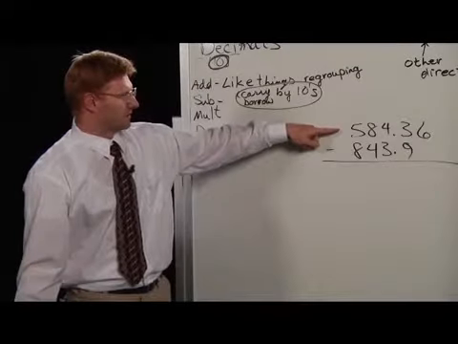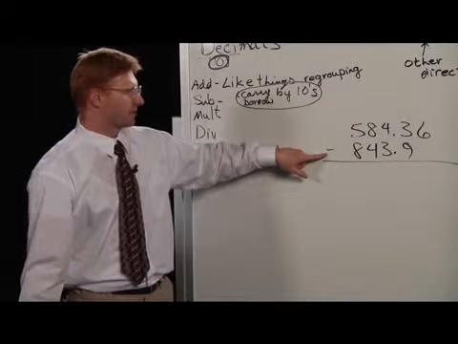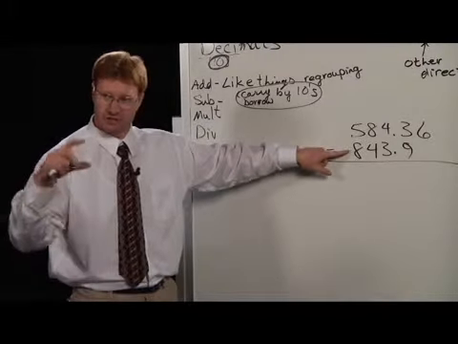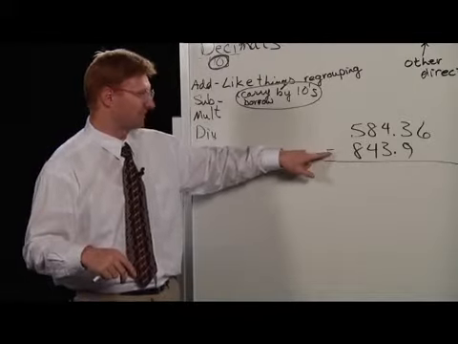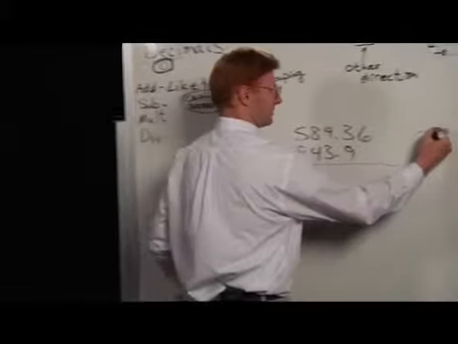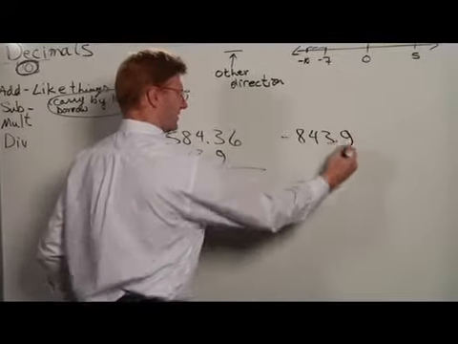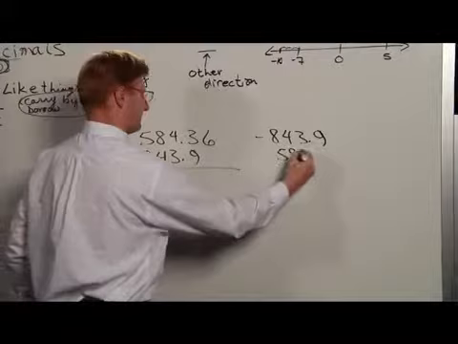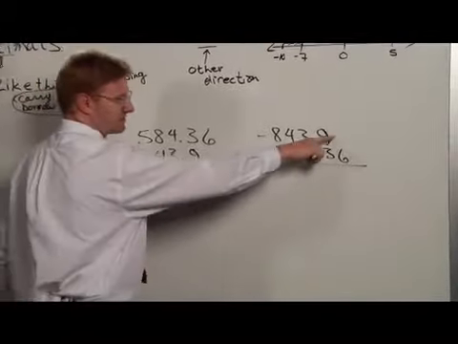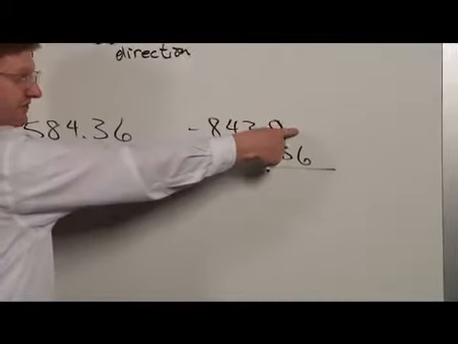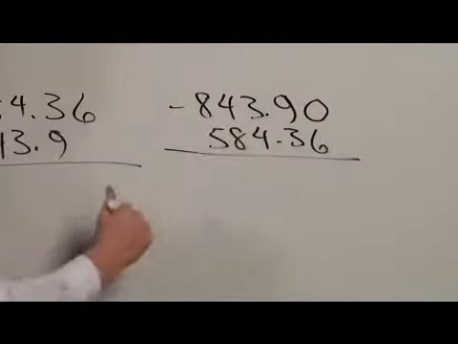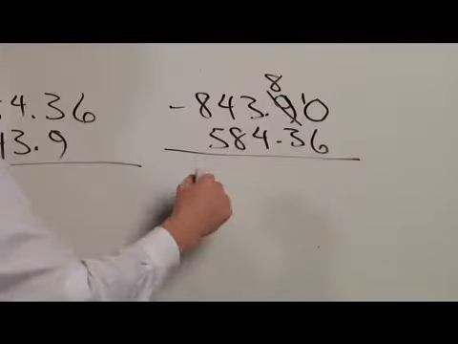So again, we have a problem here, 584.36 minus 843.9, and we're going to put the strongest one up on top so we can subtract it like normal. And just remember that this guy is really stronger. We're going to write it up here, negative 843.9 and a positive 584.36, and we're going to subtract them. Right here, this becomes really difficult. We don't have any hundredths, and we're subtracting 6 hundredths. So we better put the 0 here so that we can properly borrow.